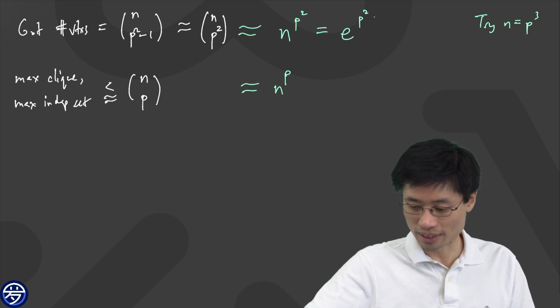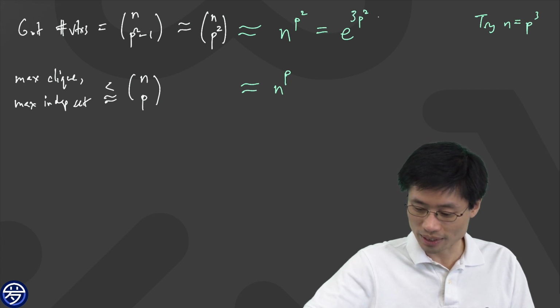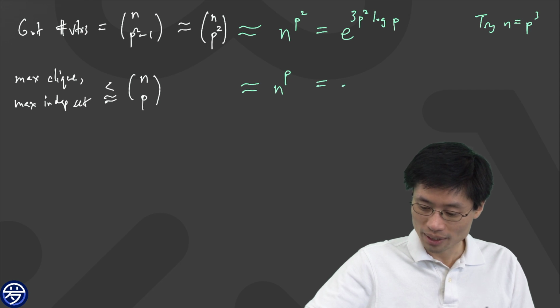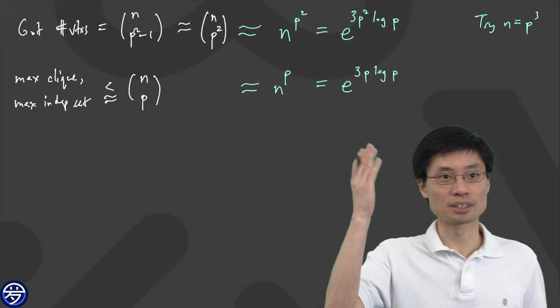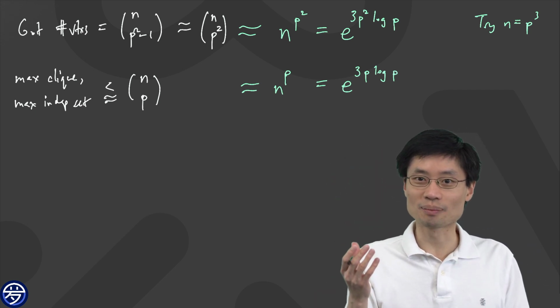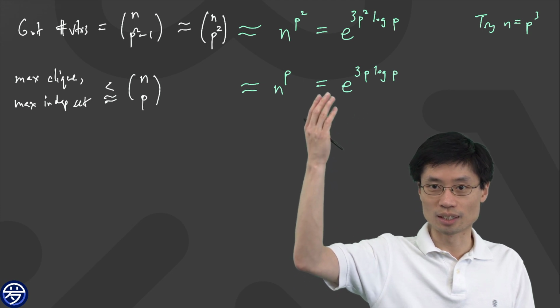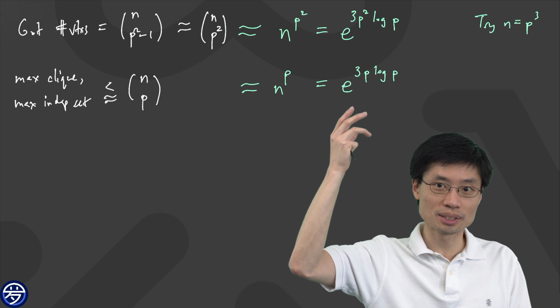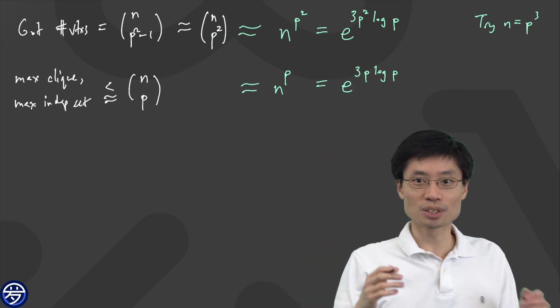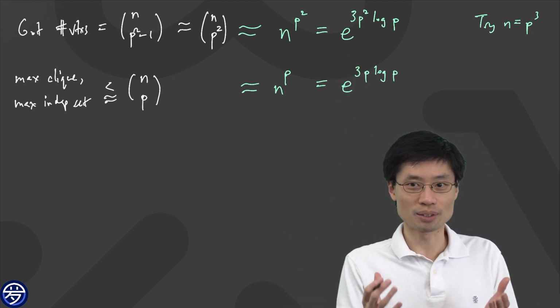And log n is log p cubed, so I get a 3 log p. And this n to the power p is e to the power p times log n, and log n is again 3 log p, so 3p log p. The goal of this construction is just to show that we can make something where, if I want to say this bottom number, the maximum clique, maximum independent set, if this thing was t, then the thing up there happens to be bigger than any polynomial of t.